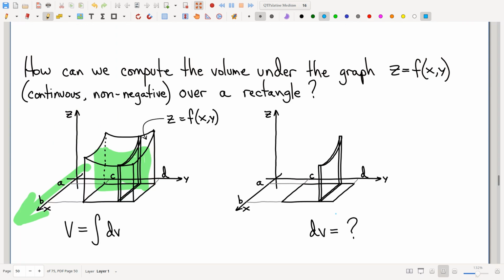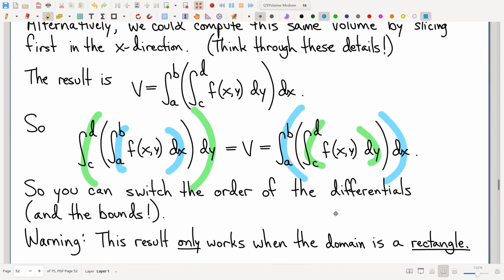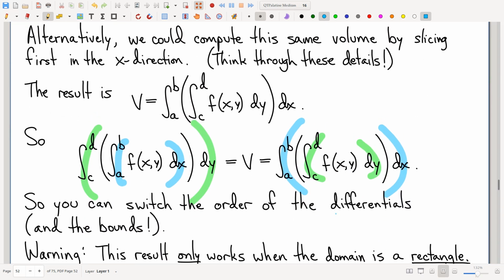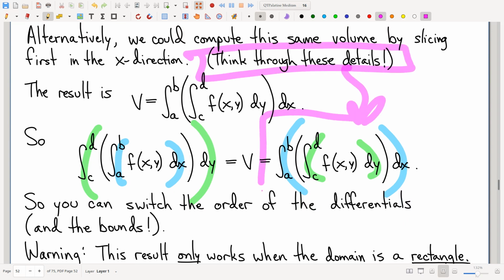So again, this is a good exercise. I want everyone to take a crack at this. I think I wrote that. Yeah. So think through these details, right? Specifically, doing it that way. And this is what you get.